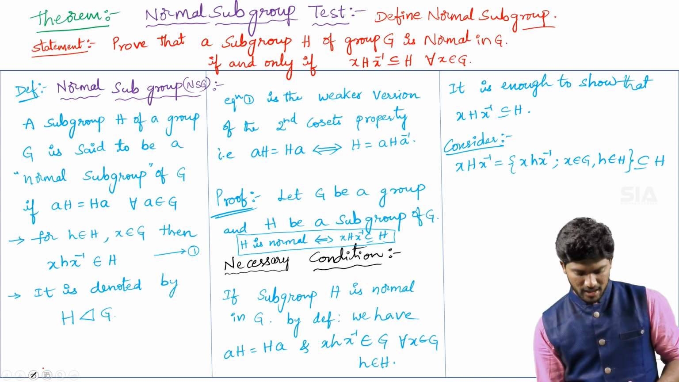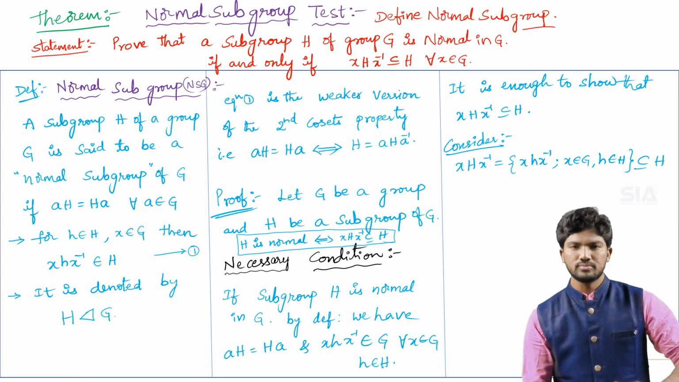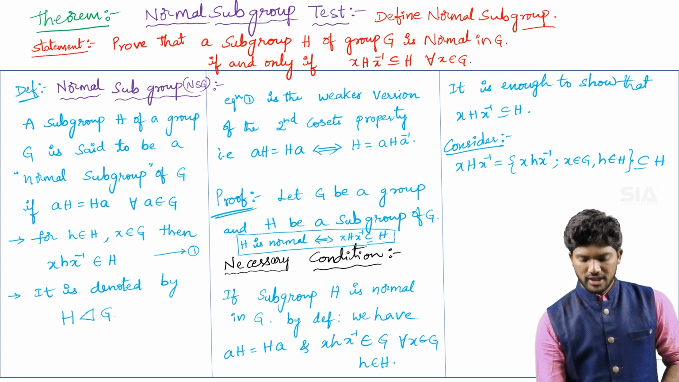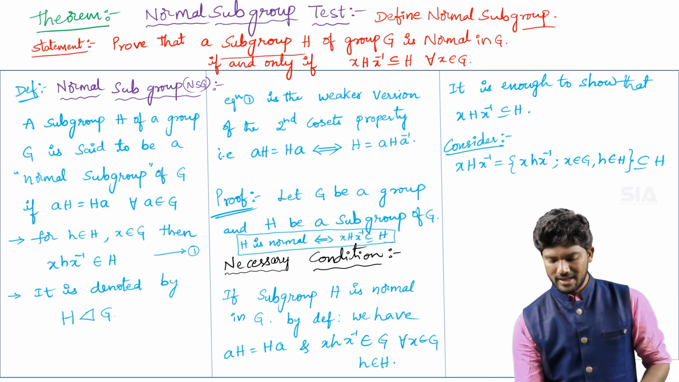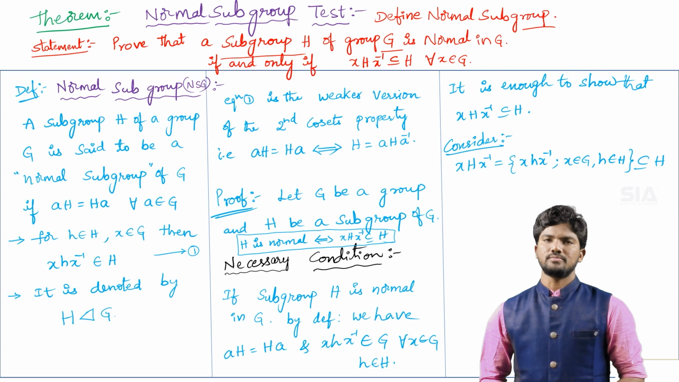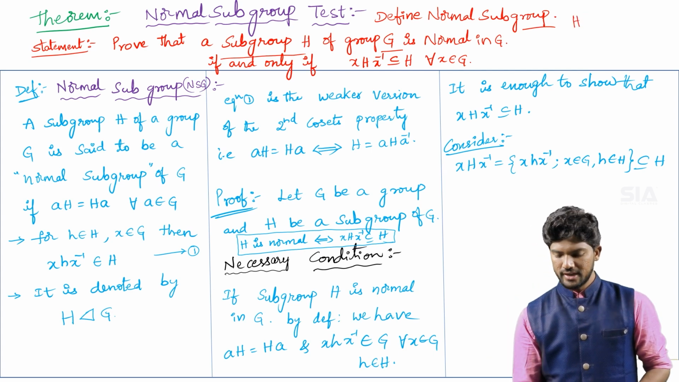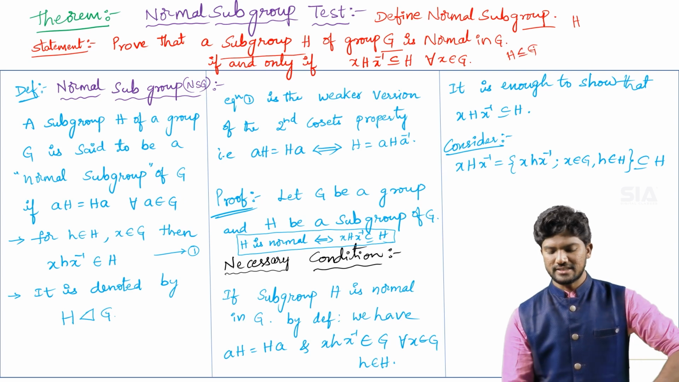Normal subgroup is a new topic, so we are going to discuss it from today. First of all, see the statement of the theorem. Prove that a subgroup capital H of a group capital G is normal. So we are taking a subgroup capital H of a group capital G.